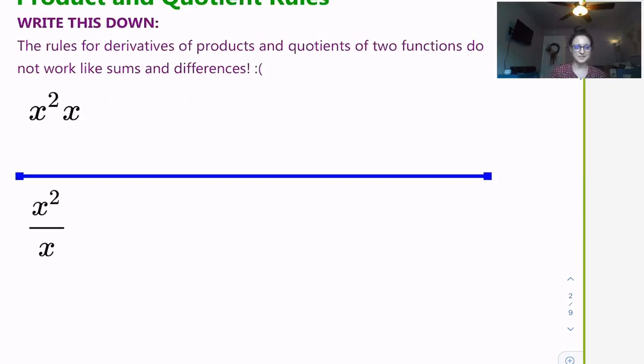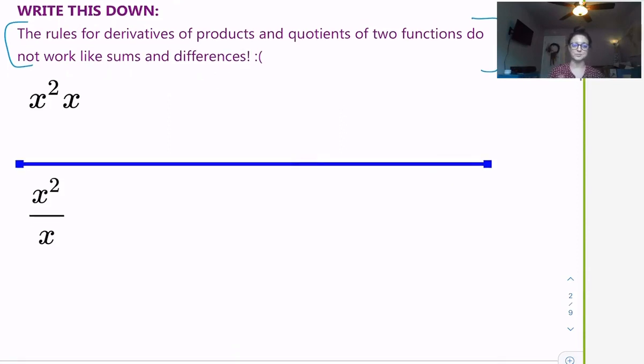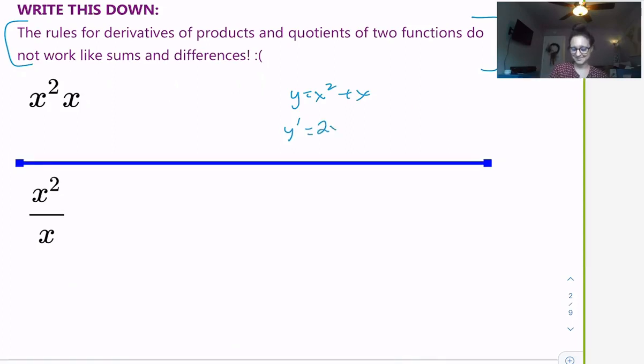Will you please write this down, that the rules for derivatives of products and quotients of two functions do not work like sums and differences, okay? So go ahead and write that down as well as the two expressions I have on my screen. Okay, so what do I mean by this? Well, if I gave you y equals x squared plus x, and I want you to find the derivative, you can just go term by term, right? And take the derivative of x squared, which is 2x, and the derivative of x, which is 1, and that would be y prime, right?